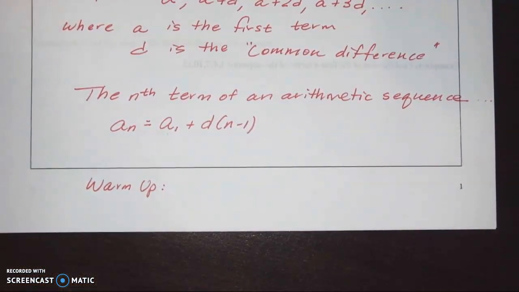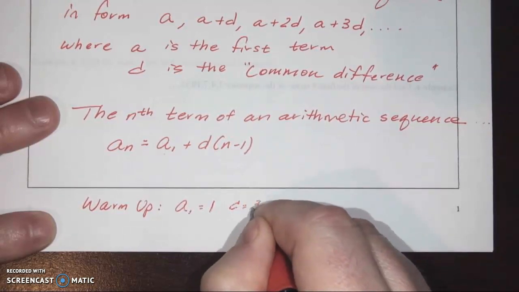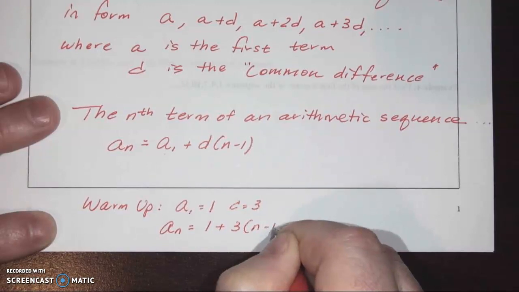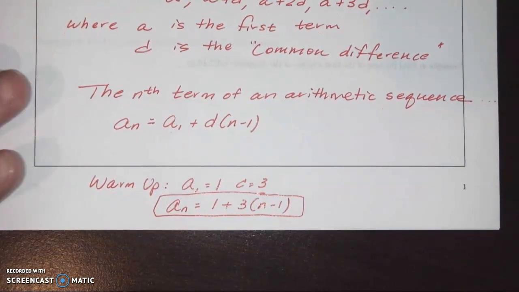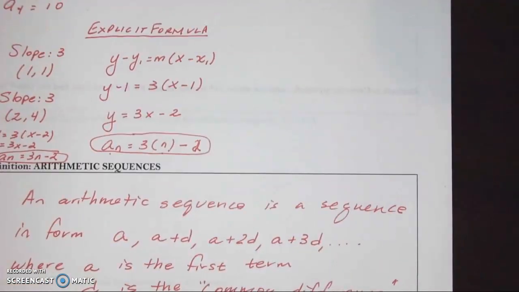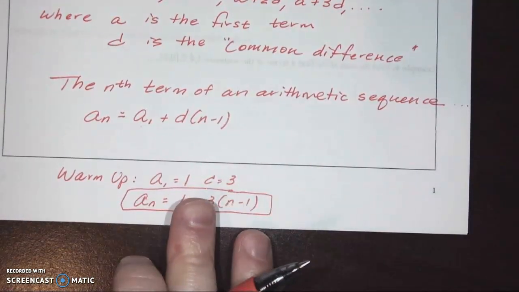In our warm-up, we also could have done the following. The first term was 1, the common difference 3. We could have written our explicit formula like that. And that's how I would suggest. The nth term is the first term plus the common difference, always times n minus 1. If you were to distribute this 3 and combine like terms, you'd get 3n minus 2. Just to show you that they're both the same.